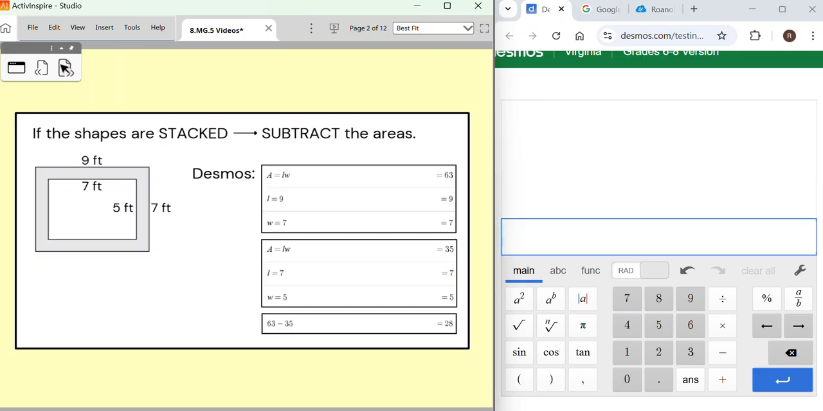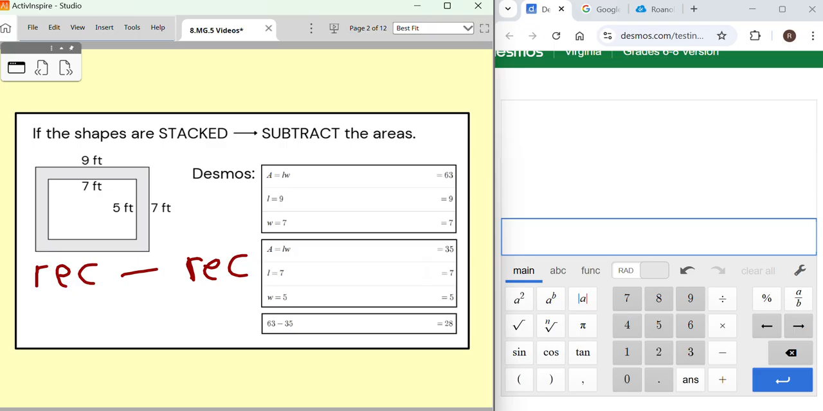If shapes are stacked, you subtract the areas. So again, if they're adjacent, you add, next to each other, but if they're on top of each other, you subtract. Always look at the larger figure first and figure out what that is, which is a rectangle. And then you have a smaller figure, which is also a rectangle. And because they're stacked, you're going to subtract. Now, when you have shapes that have the same variables, like two rectangles, you cannot do it all on one line in Desmos like we did with the one previous.